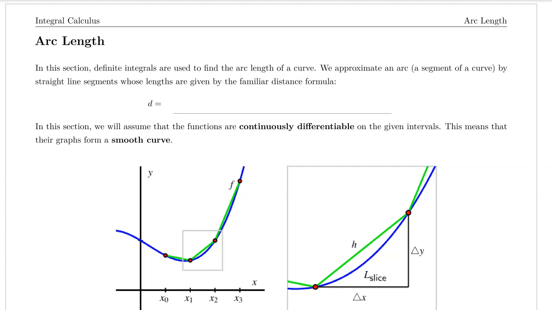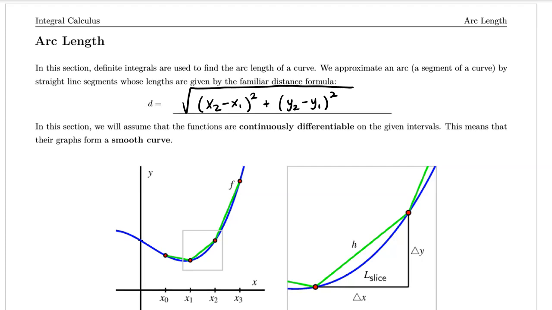In this section, definite integrals are used to find the arc length of a curve. We approximate an arc, a segment of a curve, by straight line segments whose lengths are given by the familiar distance formula. D equals the square root of x2 minus x1 quantity squared plus y2 minus y1 quantity squared. If you didn't know that, the distance formula is derived from the Pythagorean theorem.